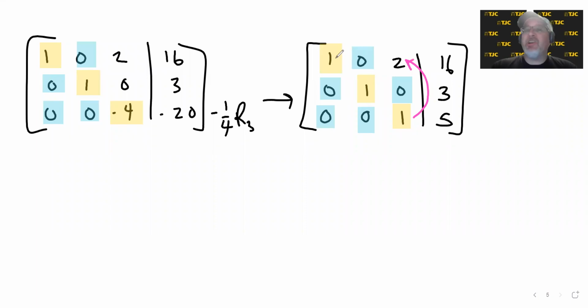So what row operation can make that happen? How can we use this 1 to get rid of that 2? Well, we would need to turn that 1 into a -2. So we're going to do -2 times the third row, add it to the first row. And that will get us in reduced row echelon form.